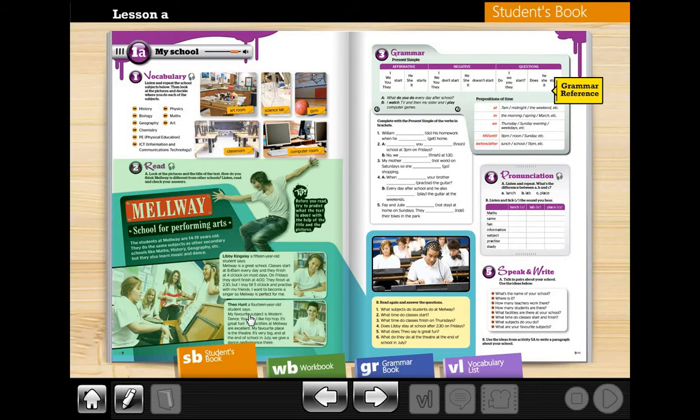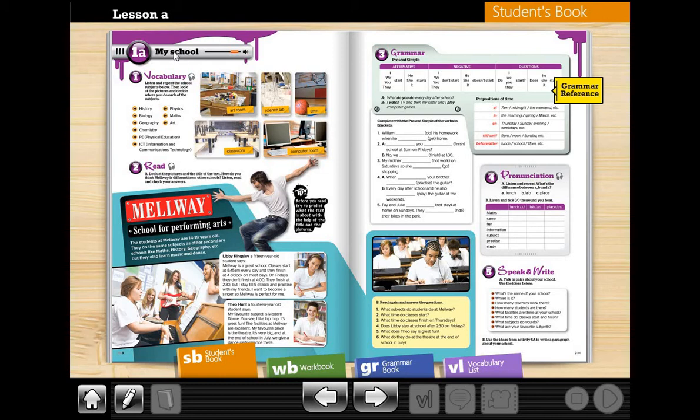What are they doing? They are writing, reading, dancing, and playing music. Very good. So, can you guess what the lesson will be about? Very good. It's about school. Let's read the title together. My school. Very good.